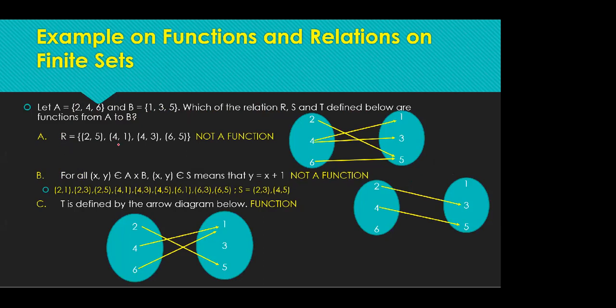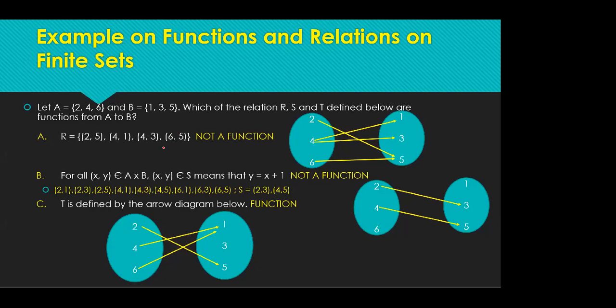So this relation R, 2, 5, 4, 1, 4, 3, 6, 5, is not a function. Why, guys? Why do you think that it is not a function? Guys, anyone? Because 4 is repeated on another pair, sir.